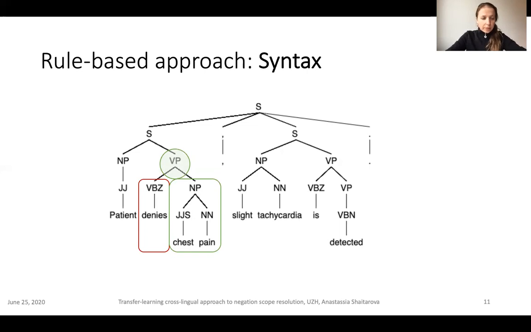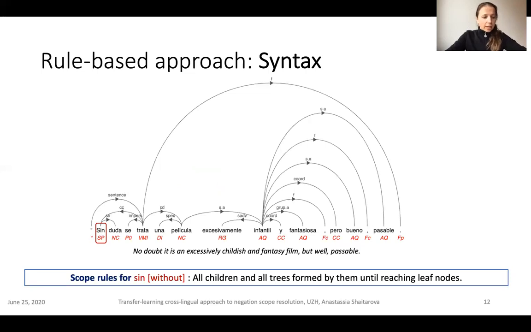So dependency parsing has been used a lot for negation. Here, this sentence is taken from a Spanish corpus that I've worked with. The negation cue here is sin, meaning without. Jimenez Zafra and her team have established dependency rules for a number of Spanish cues. For example, sin, according to the rule here, negates all children and all trees formed by them until reaching leaf nodes.